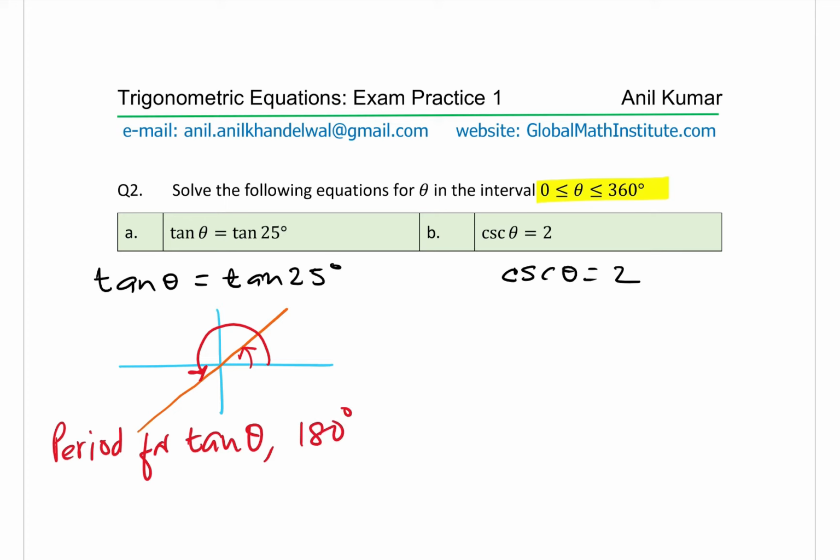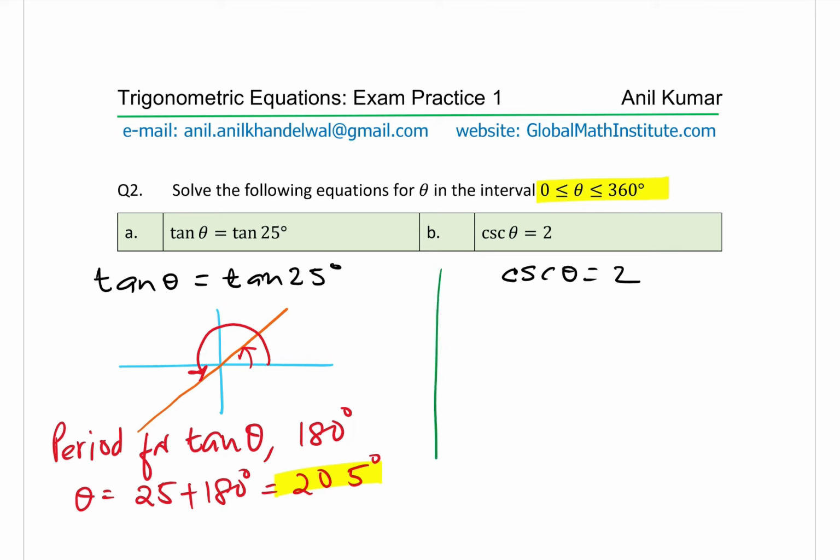The period for sine and cosine is 360 degrees, but for tan it is 180 degrees. So the other answer is theta equal to 25 plus 180 degrees. That's our answer, right? So 205 degrees becomes the answer for this particular question.